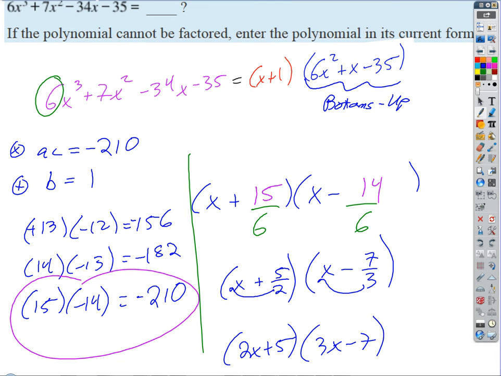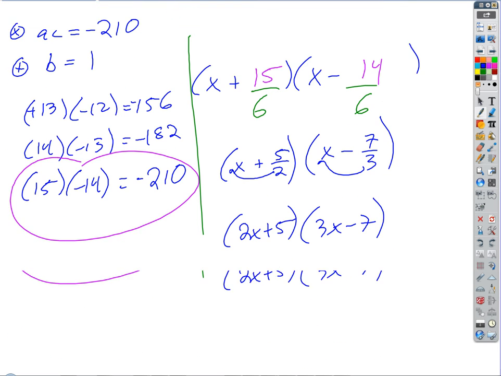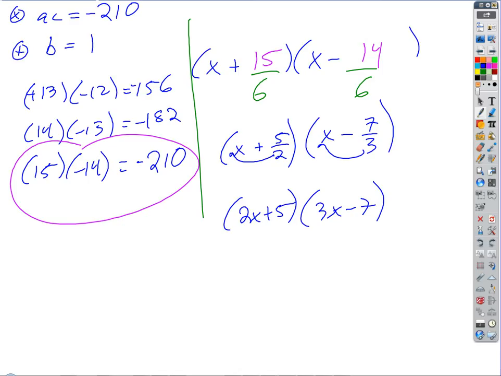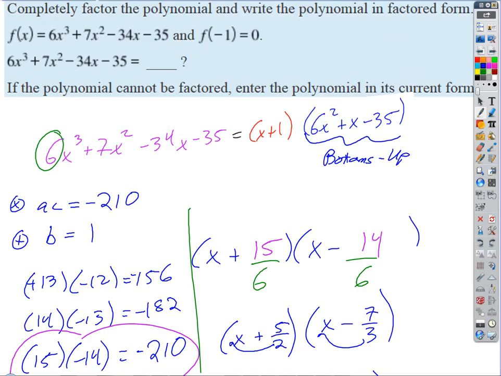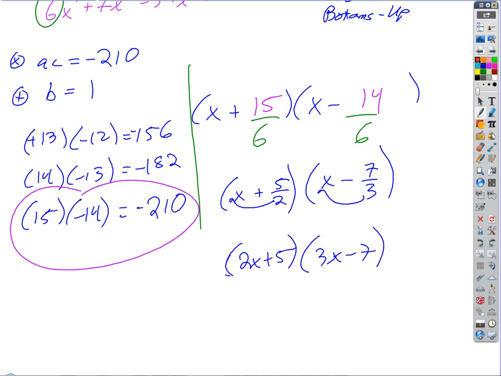So what's my final answer going to be? If I want to write this in factored form, I've got those two plus what else? Not plus, but what's the other factor that's being multiplied? X plus 1, right? Because x plus 1 is the one that was given to us, right? Everybody see that? Okay. So there it is. That would be our answer in Moodle, right? So that's how we could do it using bottoms up.